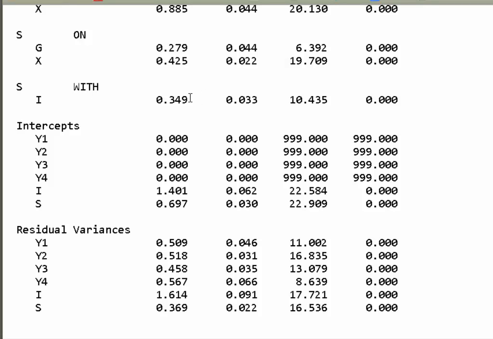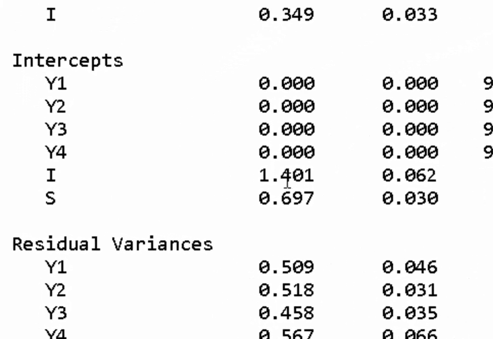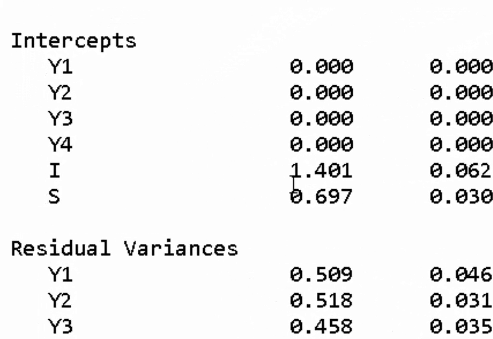Beyond that, we have things that are mostly the same as before. We have covariance with our intercept and slope. We have intercepts of I and S. This tells us the model implied expected baseline value for Y. And this is the expected value for Y when S is 0, or when the time score given S is 0, and when G and X are 0. And the slope is the same thing. It's the expected value of the slope when all the other predictors are 0.